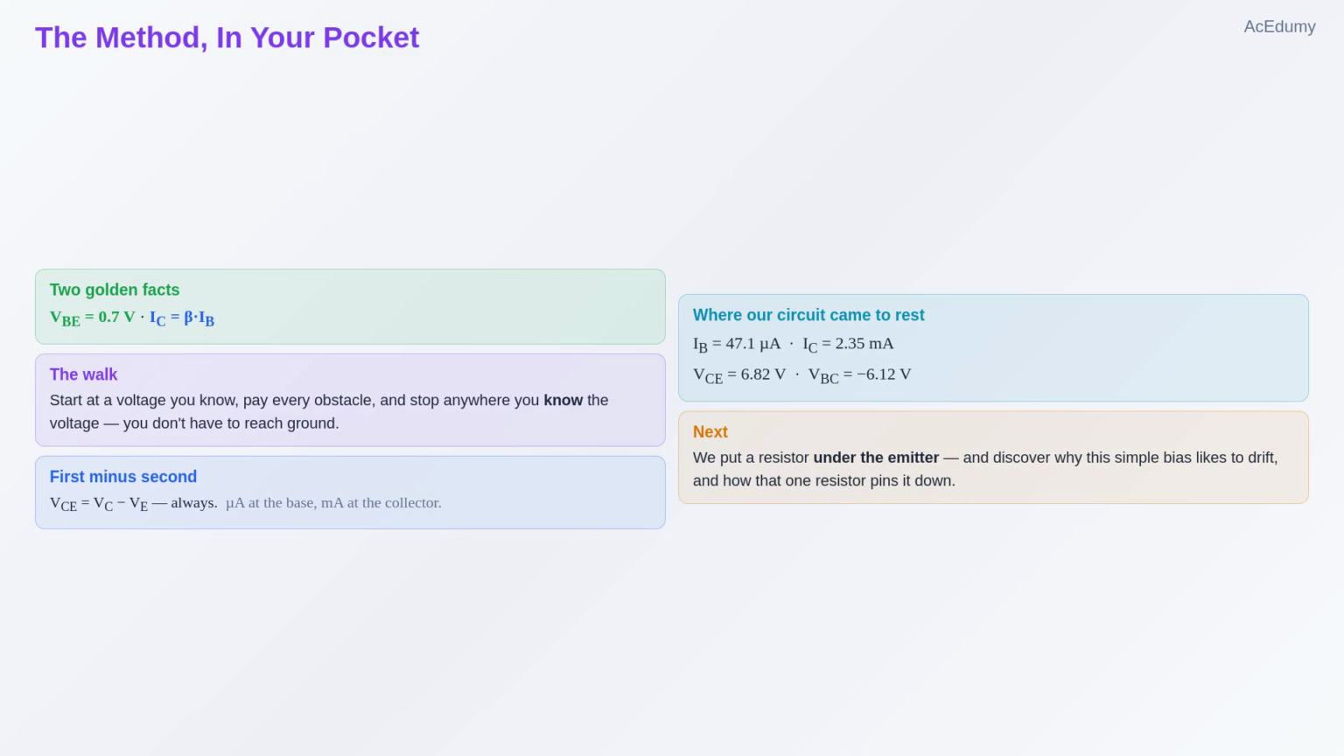Next time, we put a resistor under the emitter and discover why this simple bias likes to drift and how that one resistor pins it down.